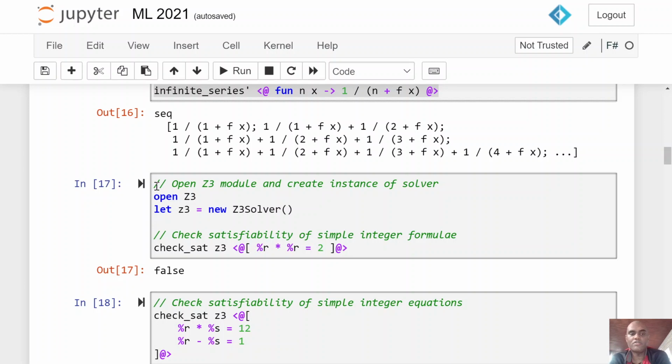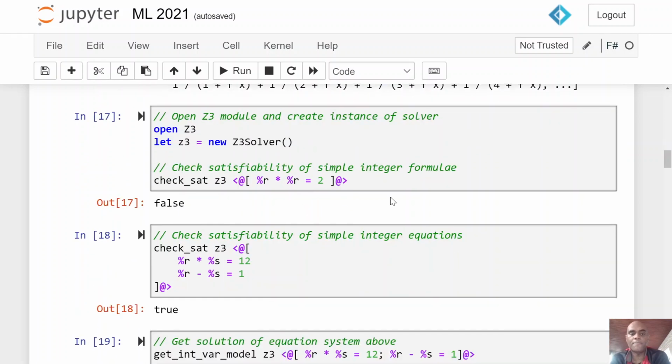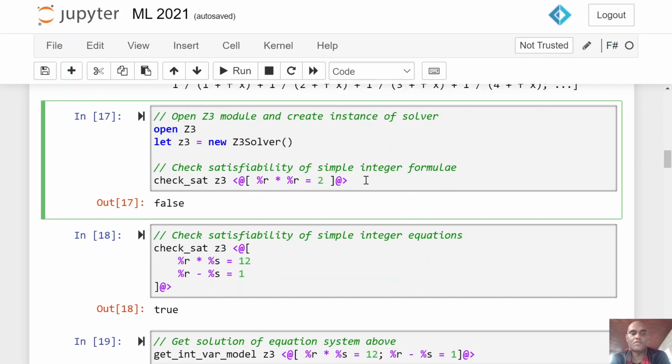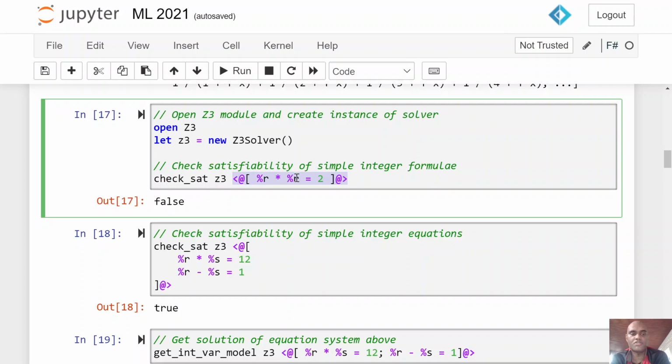So the next thing that we can do is try to use Microsoft Z3. Just like how we use the Maxima CAS as an external tool, we want to use a Z3 solver, but staying within F sharp as the language. So we create an instance of the Z3 solver. We can then do things like check the satisfiability of a formula. So this particular formula is not satisfiable. There's no integer where the square root of the integer is 2.